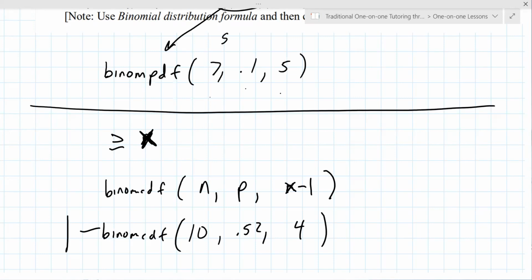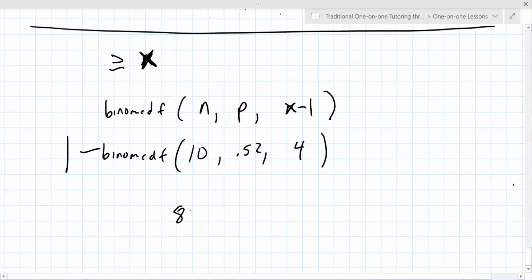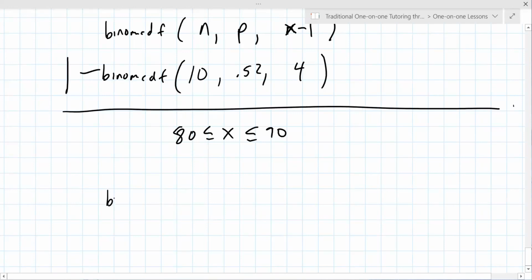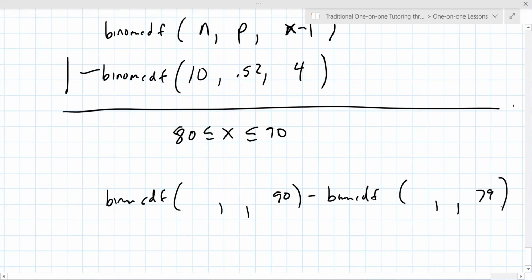Do I do 1 minus those and then subtract those? No, because it's between, so it's already giving you the left. It's saying 80 less than or equal to X less than or equal to 90. So I just subtract the 79 from the 90. You do binomial CDF, comma, 90 minus binomial CDF, comma, 79. And I always do the bigger one first, correct? Yes. Gotcha. That's simple.